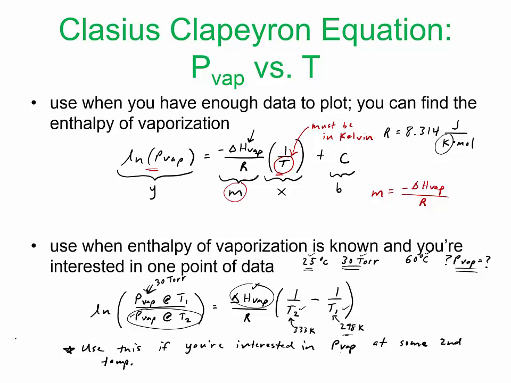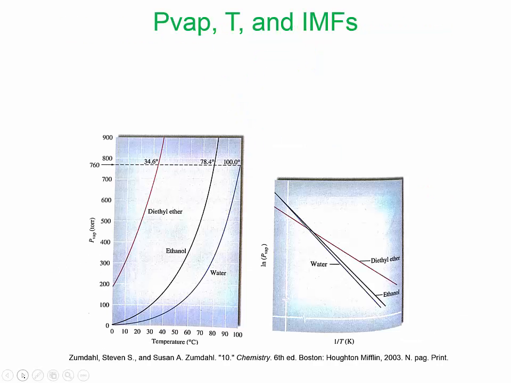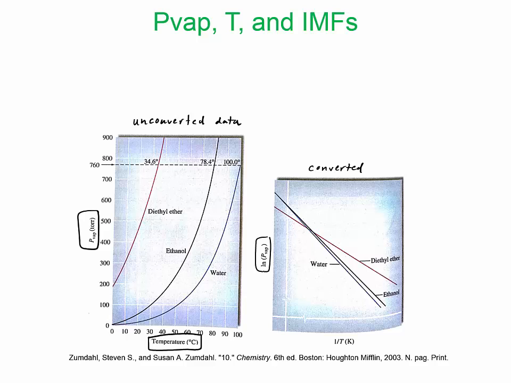Okay, so the next slide we'll be going over a little bit of theory about where this equation comes from, and what some of the values actually mean. So on this graph here, we see unconverted data. By unconverted, I mean just the vapor pressure is plotted versus temperature here. And then on this graph, we see the same substances, and the data for them has been converted to natural log and 1 over the temperature in Kelvin. So I wanted to point out a few things here.